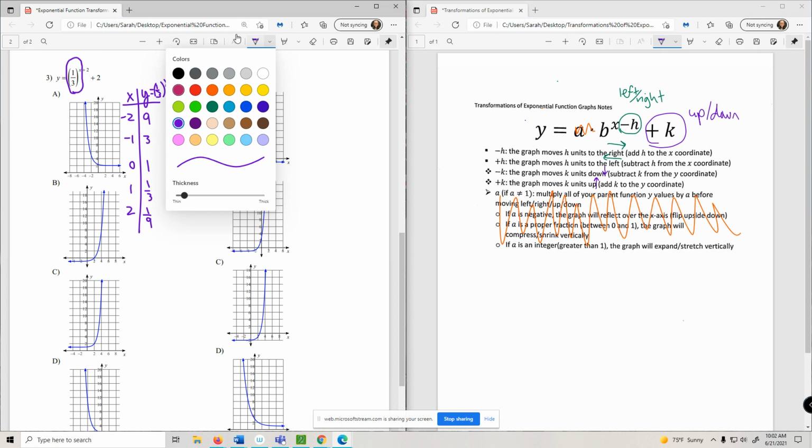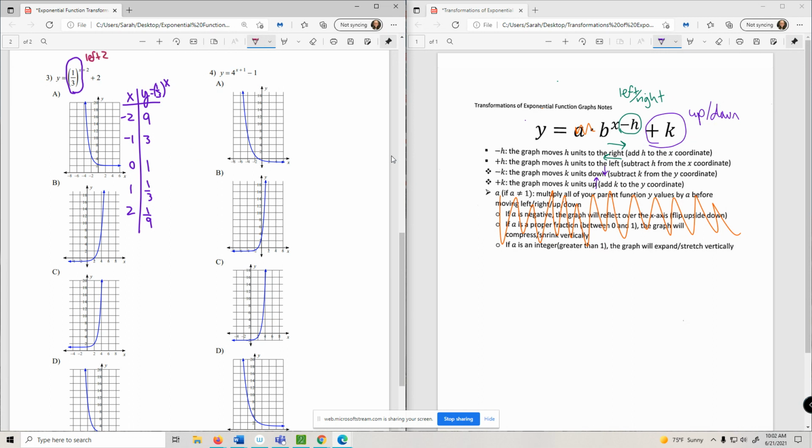And then we're going to deal with both of these moves at the same time. Plus 2 up in the exponent is going to be left 2. Plus 2 at the end of the equation is up 2.